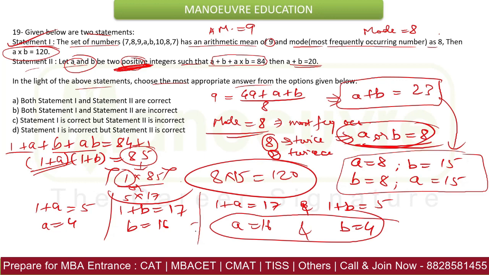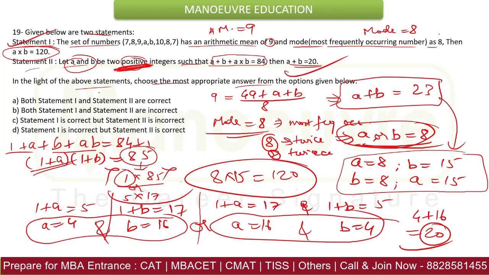In both the cases, A plus B, that means 4 plus 16, will always be 20. So yes, even this statement is correct. So second statement is also correct. So what is the answer here? Option A, both statement 1 and statement 2 are the correct ones.